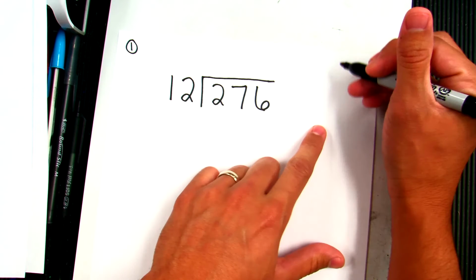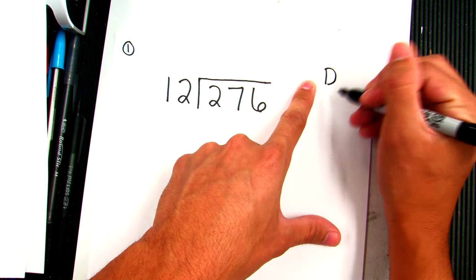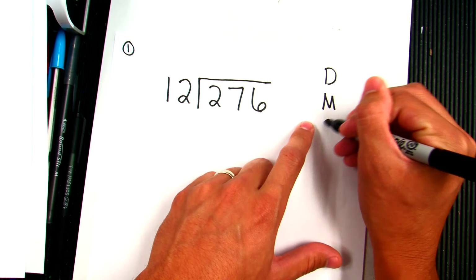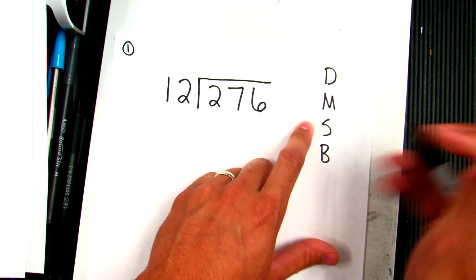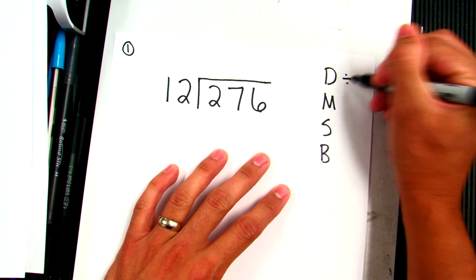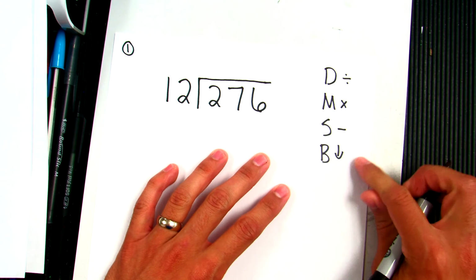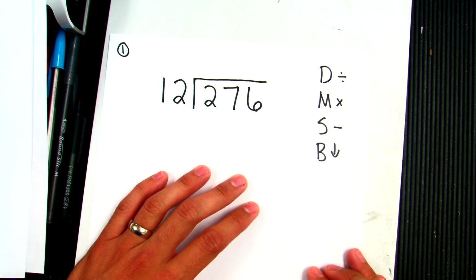One of the things that I like to do if I'm still struggling is write out my steps. Does McDonald's sell burgers? Or any other acronym that you want to use to remember. So divide, multiply, subtract, bring down. Always have to be in this order without skipping any steps.